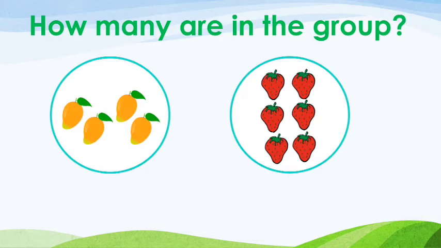Let's do another. Look carefully at the groups, boys and girls. Let's begin to count how many mangoes are in the first group. 1, 2, 3, 4. There are 4 mangoes in the first group. And strawberries? 1, 2, 3, 4, 5, 6. There are 6 strawberries in this group.